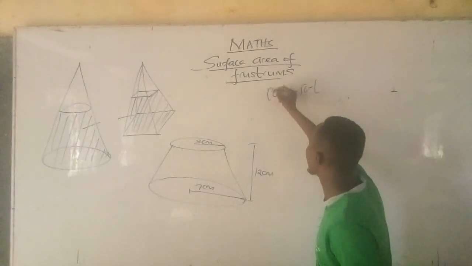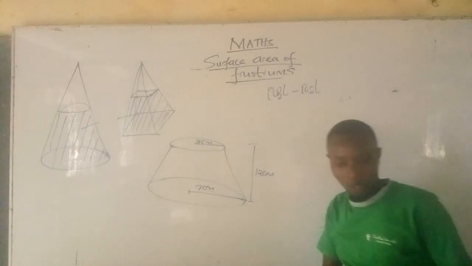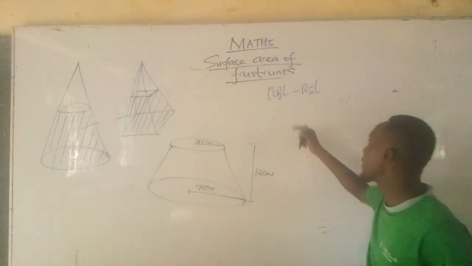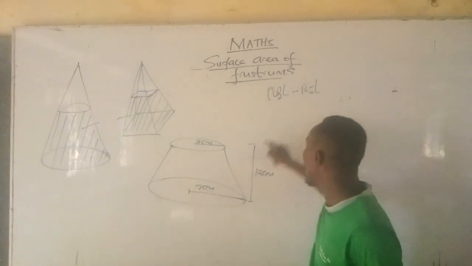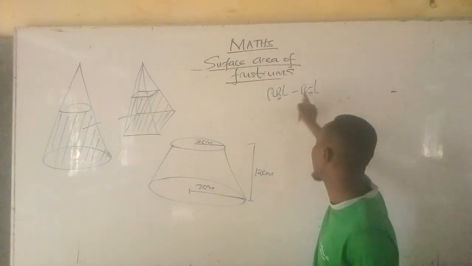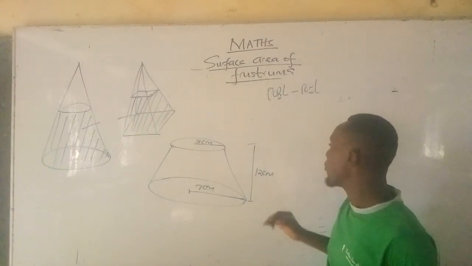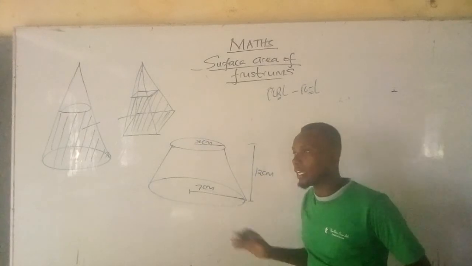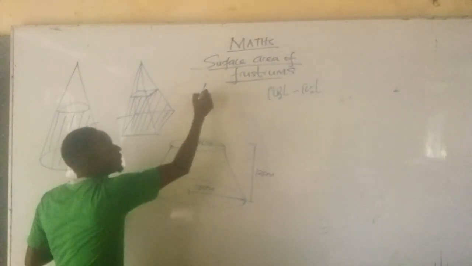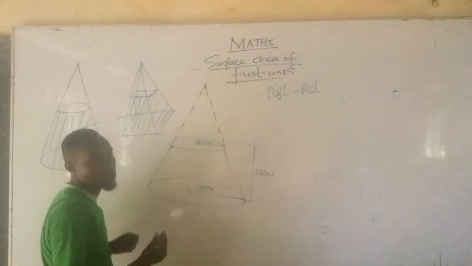Why am I writing R with capital and the other r with small? Because the capital R stands for the radius of the original cone, and the small r stands for the radius where the cone is cut. So for us to be able to get the area, let us draw the other part, the original cone, how it was before it was cut.